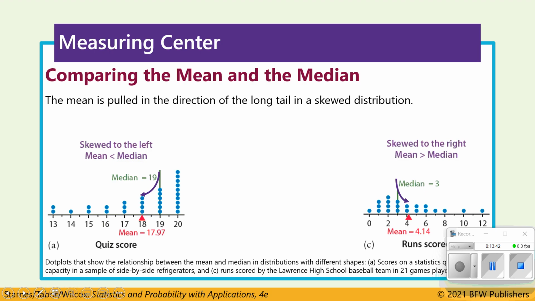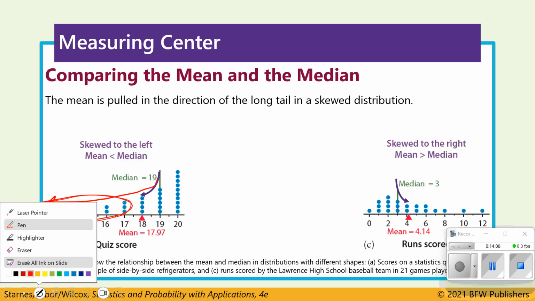Okay, so let's check this one out here. We have a skewed left distribution in this example right here. The tail is on the left over here. So what happens is the mean is getting dragged closer to that tail. The median doesn't move. It doesn't matter if there's an outlier on the left or not. It's still going to be in the middle.